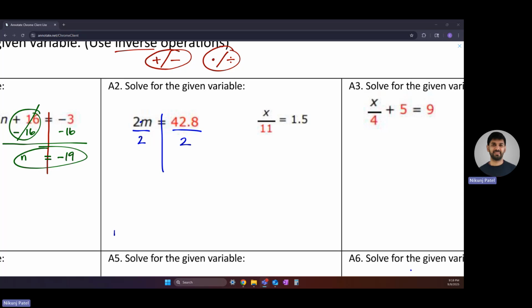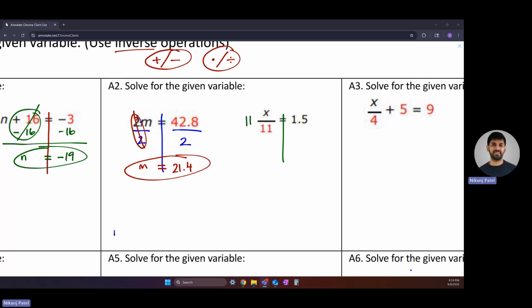When we do that, the 2's over here cancel because we have 2 times, and then we have divided by 2, multiplied by 2, divided by 2. Those are inverses, just like over here we had our inverses for plus and minus. So we have m equals, you can verify this in a calculator, but you should get 21.4. There's your solution.